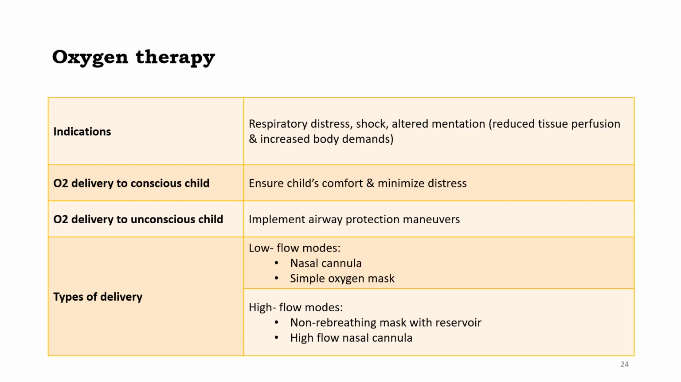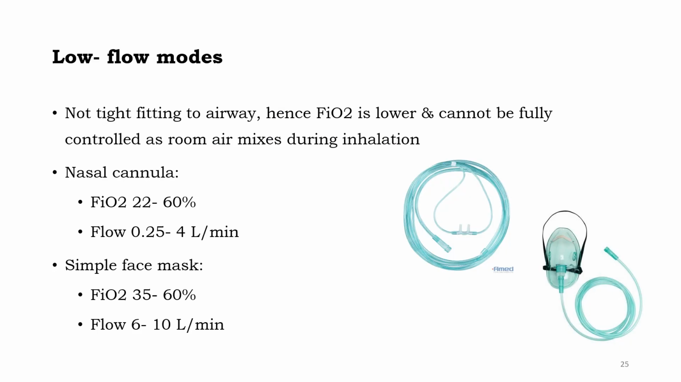Oxygen therapy, we know it's indicated for respiratory distress, low oxygen saturation, shock, altered mental status. Oxygen delivery to a child who has retained their consciousness, the aim is to ensure their comfort and minimize distress. If the child is unconscious, then we have to ensure that the airway is protected. There are two types of oxygen delivery. We have low flow modes and high flow modes. Low flow, you have the nasal cannula and the simple oxygen face mask. And in high flow, you have the non-rebreather mask with a reservoir and high flow nasal cannula.